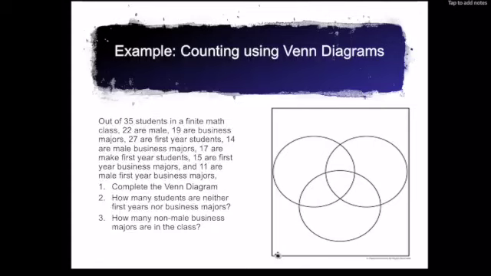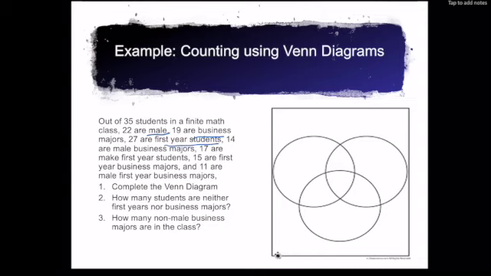So here's an example with a 3-circle Venn diagram. So let's take a look at this. Out of 35 students in a finite math class, so that's going to be our universal set, I know that 22 are male, 19 are business majors, 27 are first-year students, 14 are male business majors, so now we're kind of seeing some overlap, right? I had male business majors and first-year students.